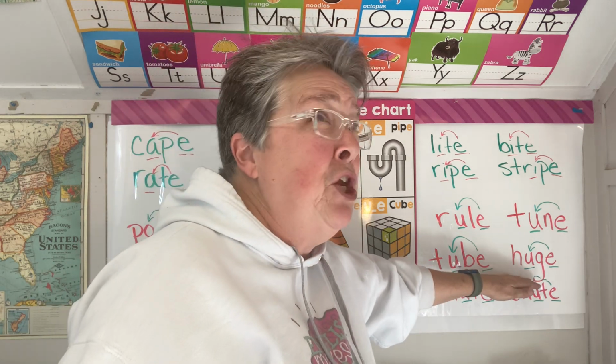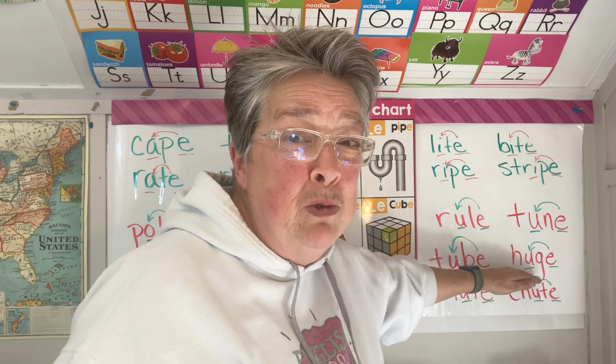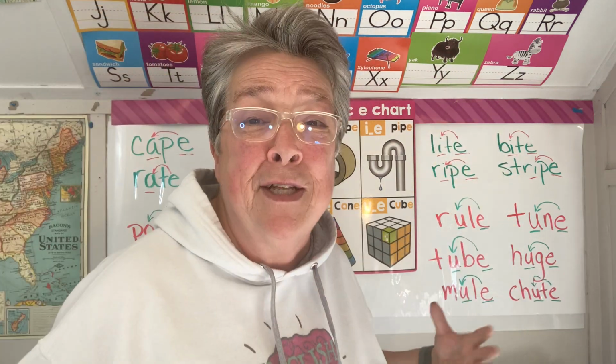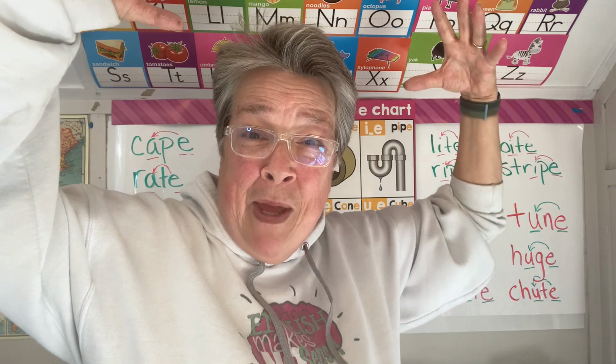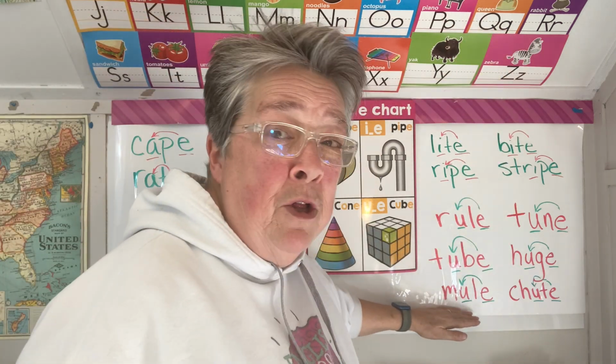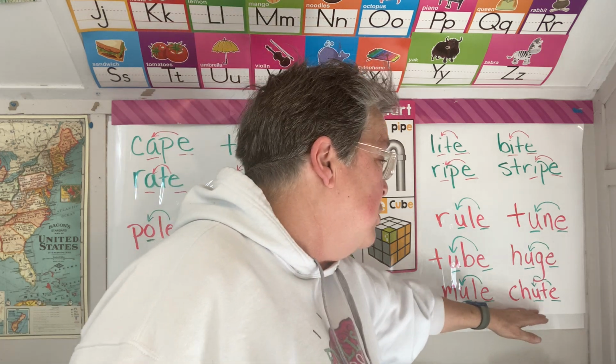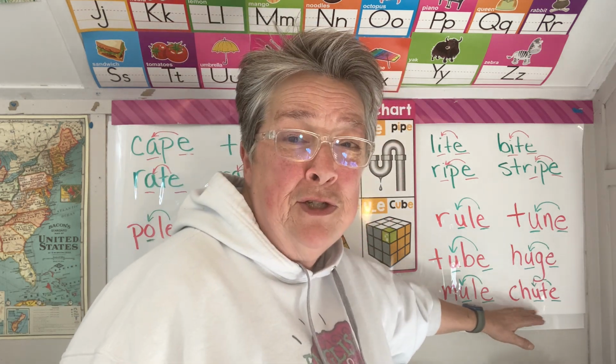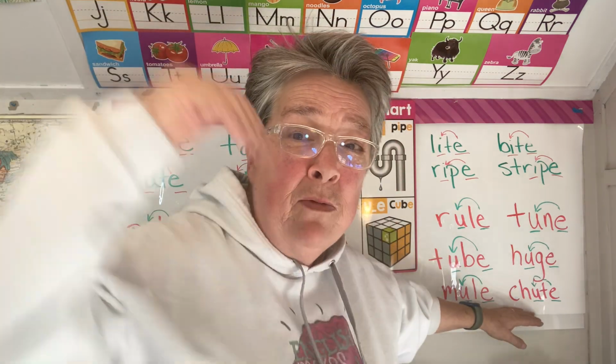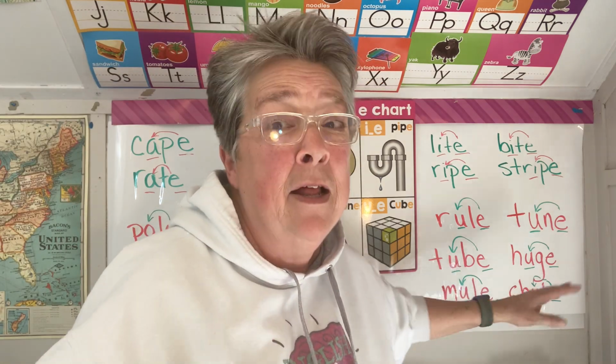How about huge? Huge. Really big. No, it's huge. Yeah, I know. Big. Mule. Another name for a donkey. Shoot. Like a chute, to go down the chute. Got it. Now let's review.